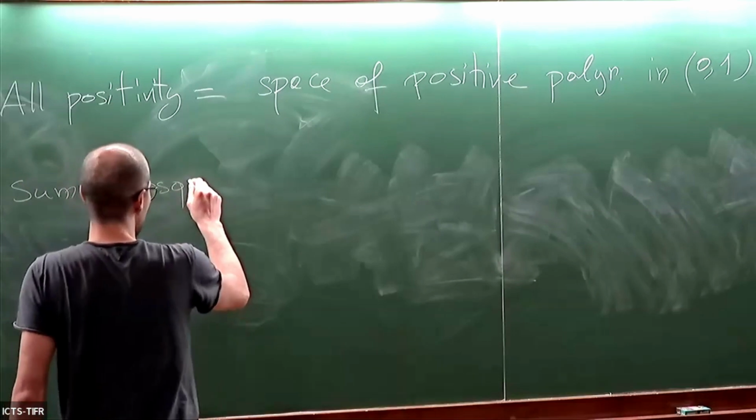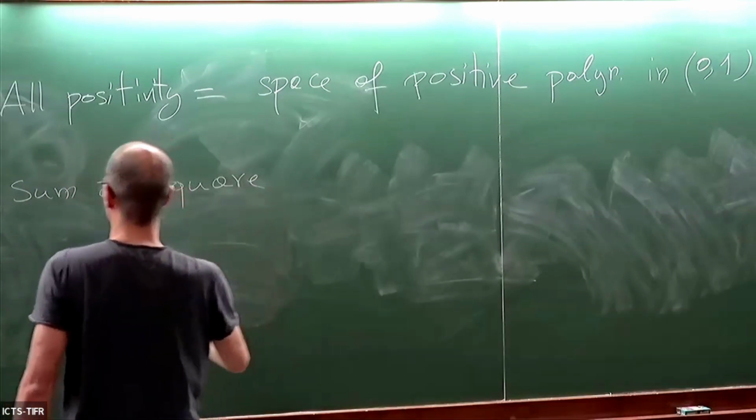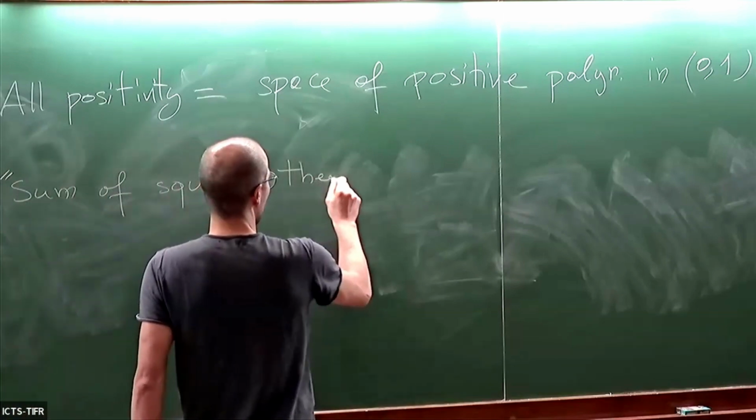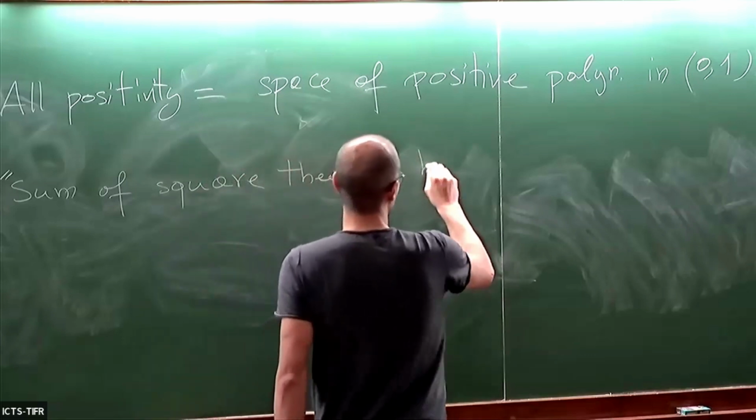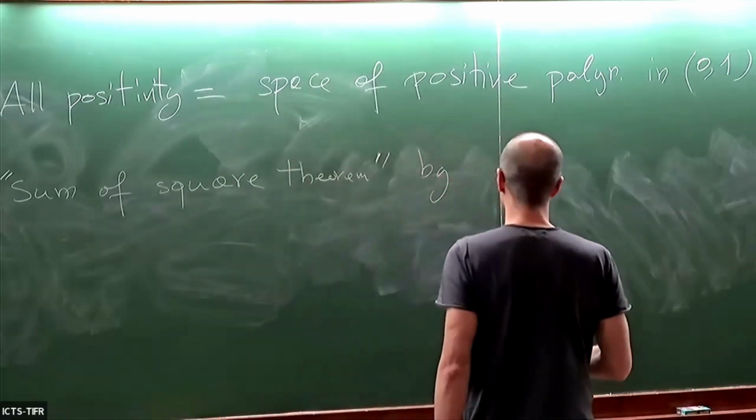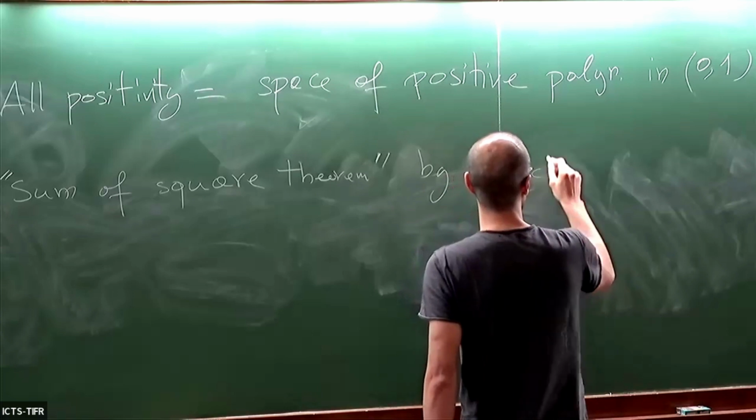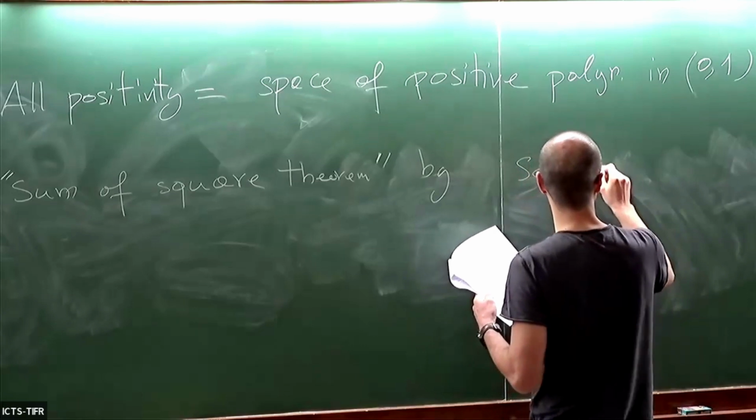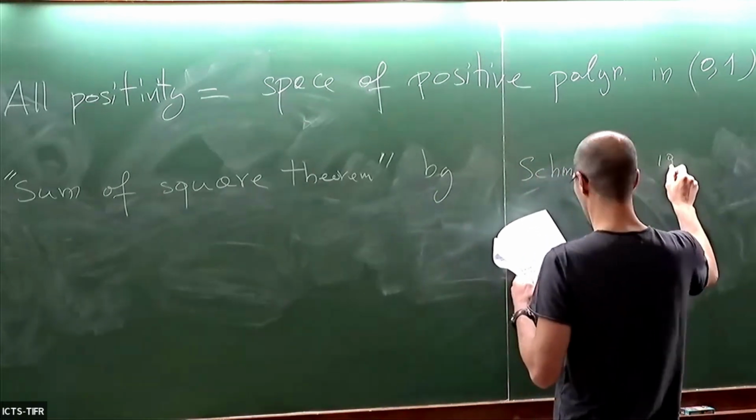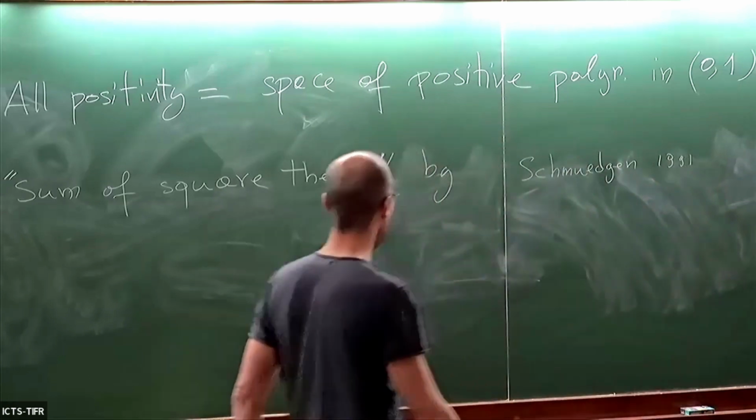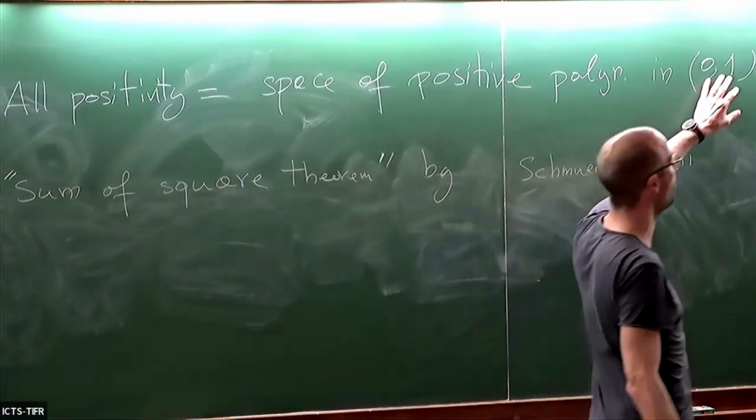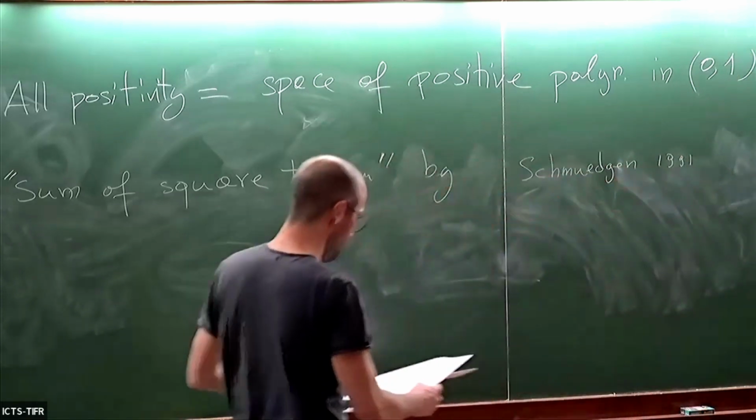I mean, maybe that's not the name. I think that's the name for this theorem. So the sum of squares theorem, by Schmüdgen, is very recent, well, 30 years old, written in 1991. It was an open problem until then: classify the space of positive polynomials, not in this set, but in a more complicated set in higher dimensions. So this is a very powerful theorem.